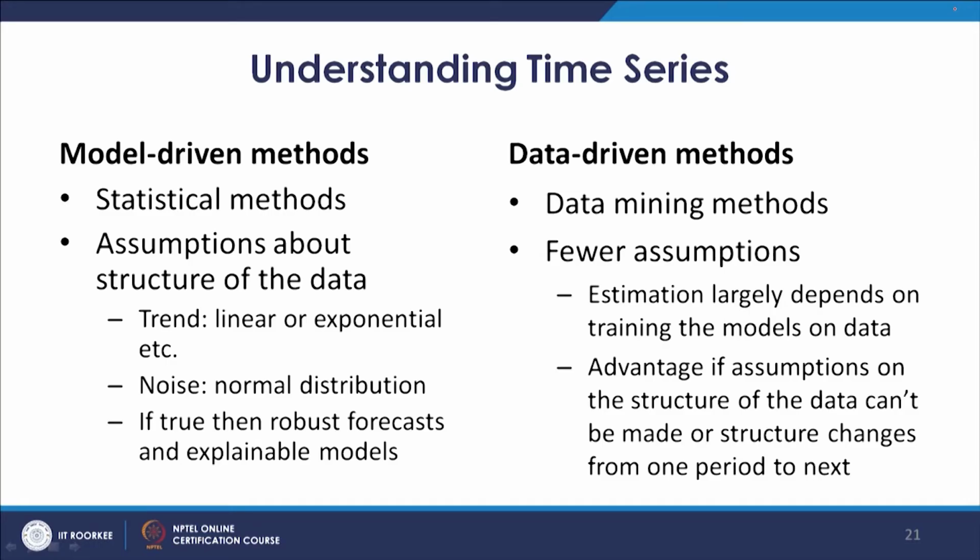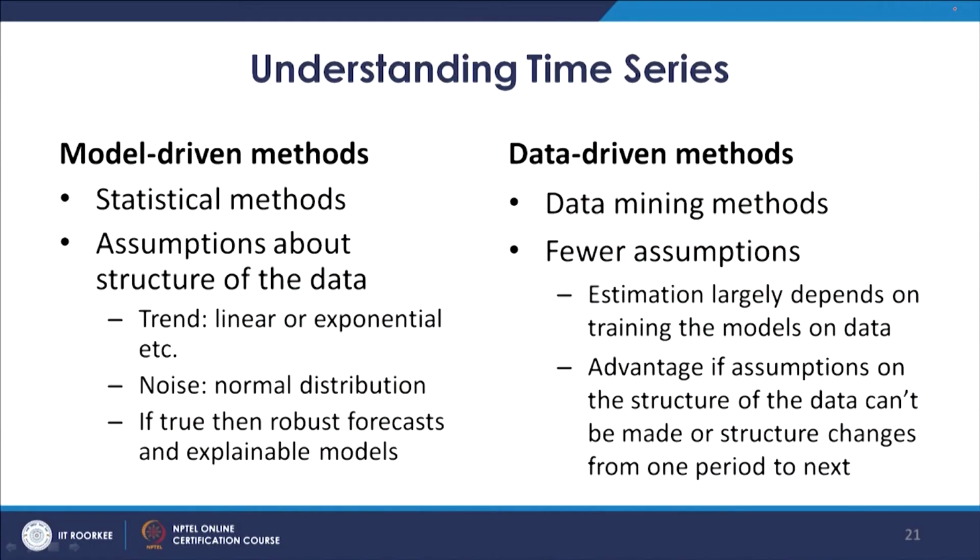So, for example, trend. Typically we are going to make an assumption about whether the trend is looking linear or exponential. That is why the identification of time series components that we just did in RStudio becomes more important. If we are able to identify what kind of trend is there from our visual inspection, that can be used in our modeling process, specifically if we are using model driven methods. So, trend linear or exponential, if we assume that is the structure in the time series data, then that is to be used.